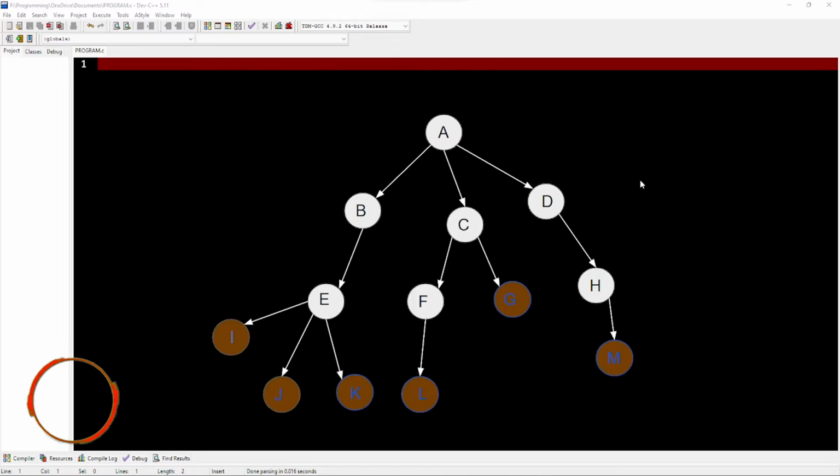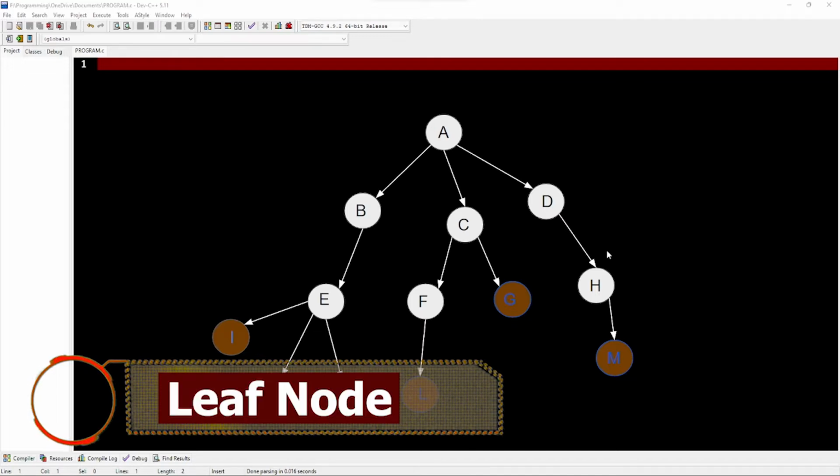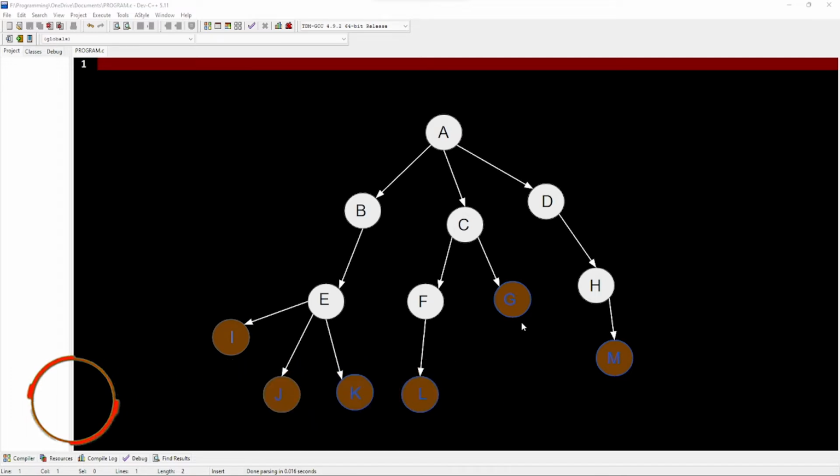And now let's move on to the next term which we have to learn. The next term is leaf nodes. So what are leaf nodes? Leaf nodes in a tree are basically the nodes from which we don't have any further connections. As you can see in this diagram of a tree, the nodes I, J, K and L as well as the nodes G and M are the leaf nodes, because these nodes don't have any child. These are the ultimate nodes present in this diagram of the tree which we have on the screen.